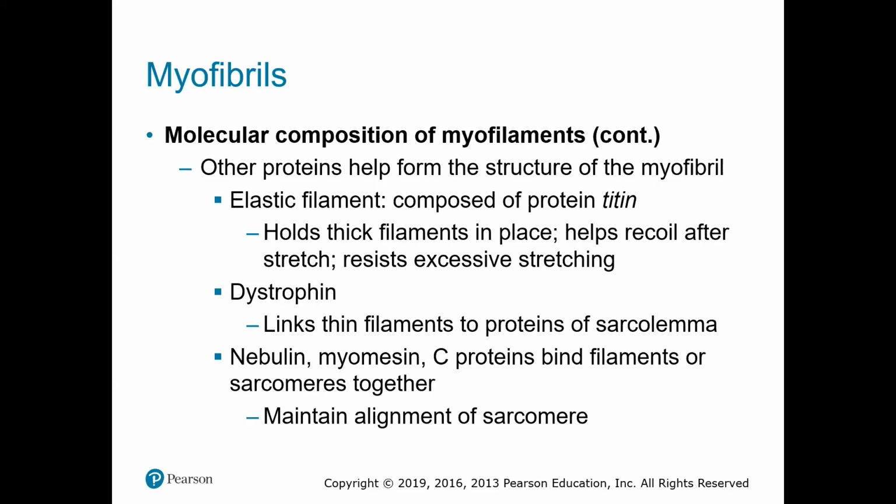There are some other filaments in the sarcomere. We have what is known as titin. Titin is an elastic filament. It's in the myosin. It keeps the myosin from being stretched too far and being unable to return to its normal shape. So it's an anti-stretching device. The myosin stretches and then it contracts. It's a type of elastic filament.